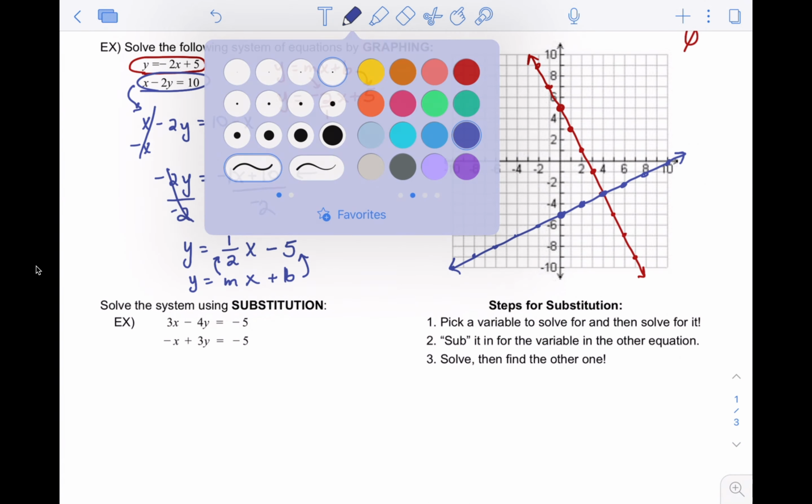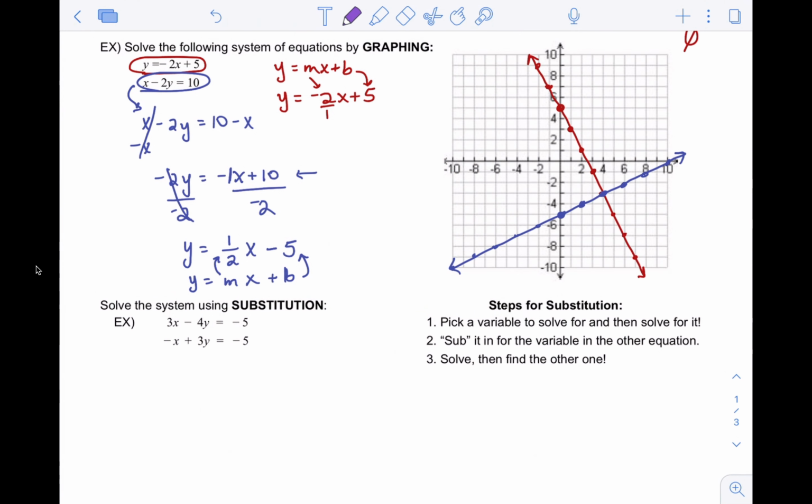So the point was finding the answer, the solution. The solution is the point of intersection. What is the solution? What is the ordered pair? The point of intersection for our system. That would be the ordered pair 4, negative 3.